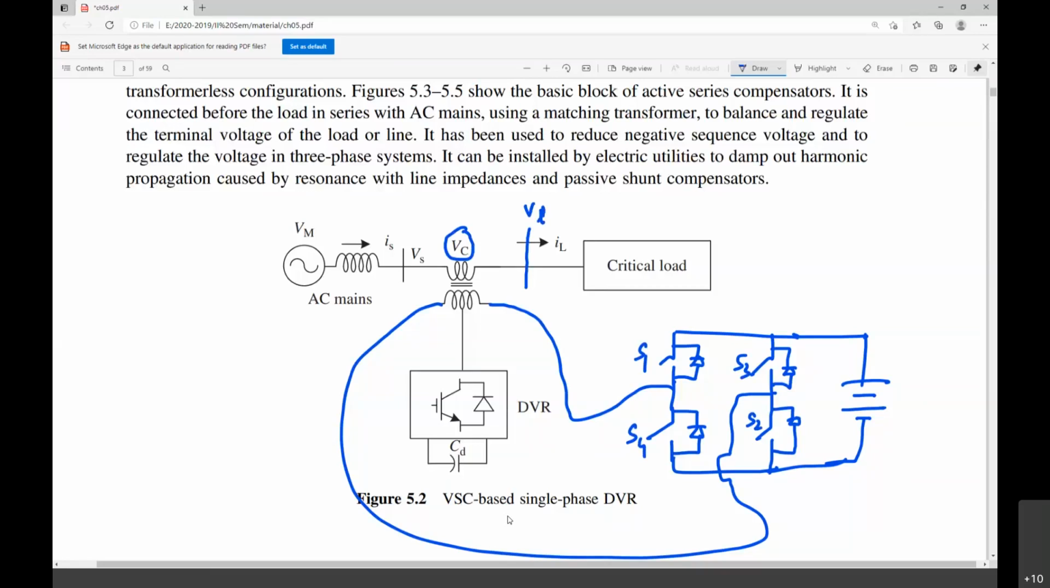If you are able to find out how much voltage VC is to be injected, then we can apply the PWM scheme. If you know how much voltage is to be injected by the DVR, we can go for a simple PWM based technique. That way we can apply the logic for this voltage source converter based DVR.